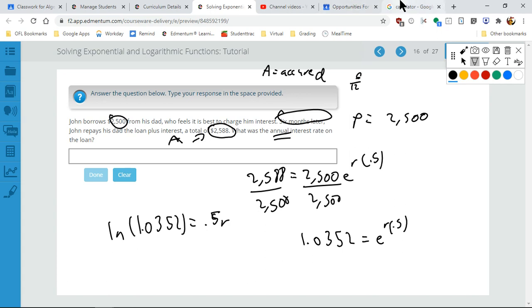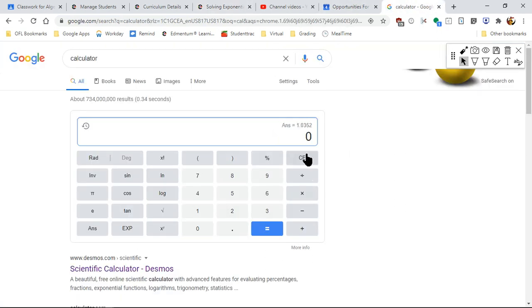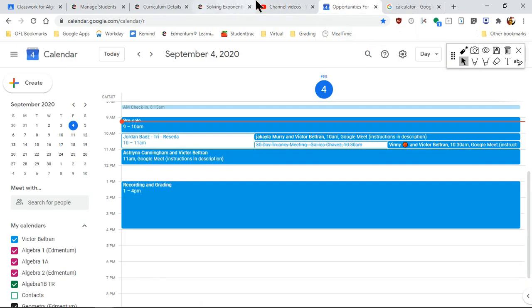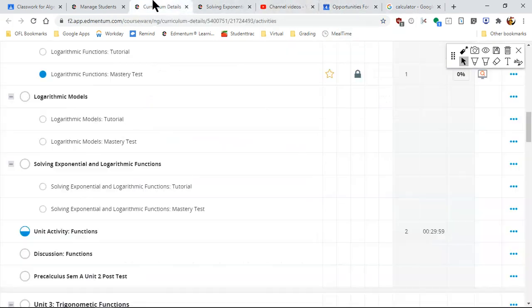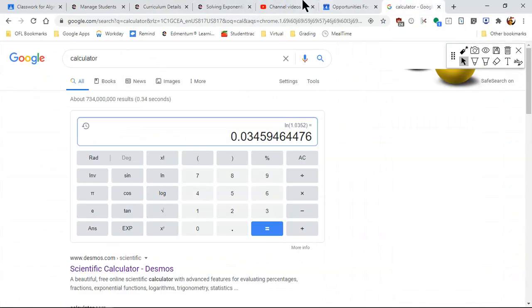From here, what we're going to do is clear this out, clear ln 1.0352. I always say it backwards. And we get this number right here. So I'm going to just round that off to 0.035.